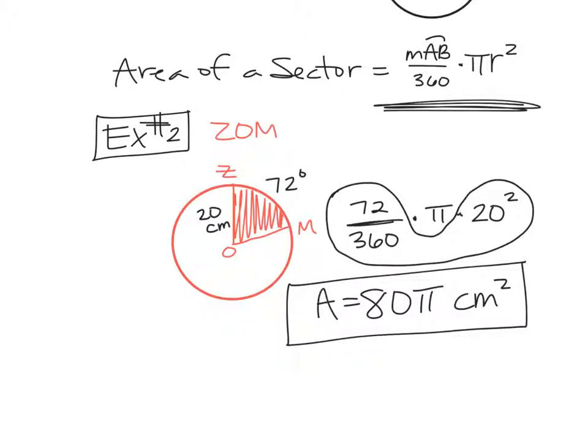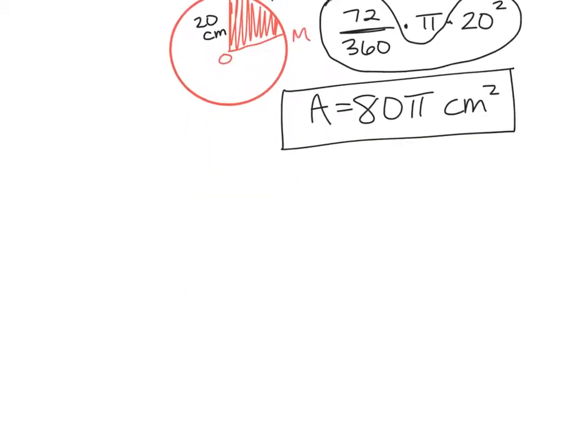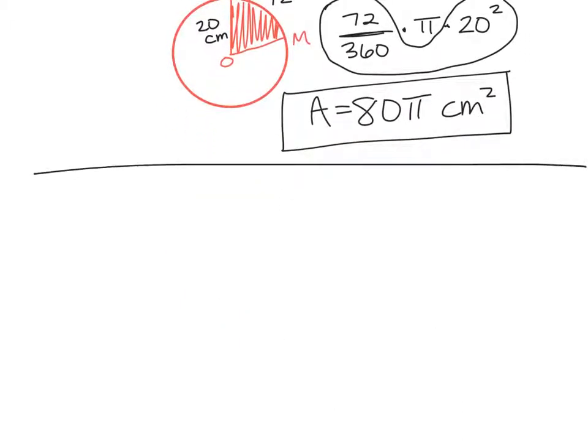Okay, we're going to do another one of those, but in a different format of a problem. So I'm going to show you this other concept first, and then you'll see where it shows up again. That was sector of a circle. Now we're going to talk about segment of a circle.